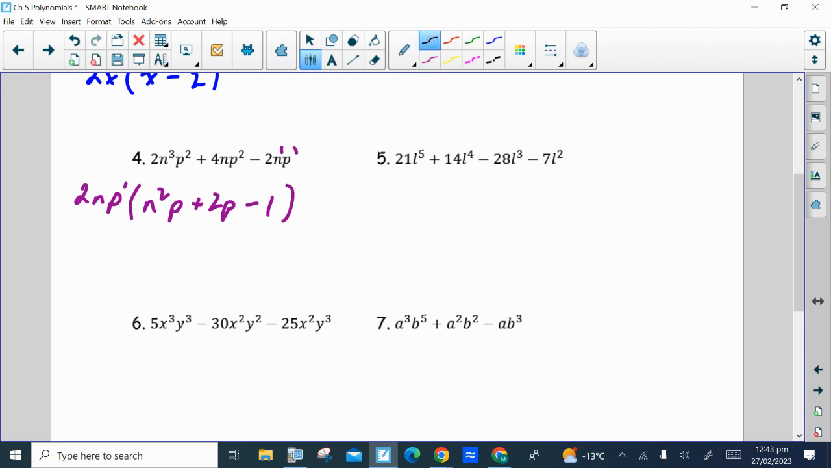Same thing with the next one, right? There's 4 terms there. Look at the coefficients, 21, 14, negative 28, negative 7. Those are all divisible by negative 7. The other thing you should recognize is that all 4 terms have at least one L in them, which means your common factor will also involve the letter L. And when you're trying to figure out what power you need to use, it's always the smallest power, which is what, Brock?